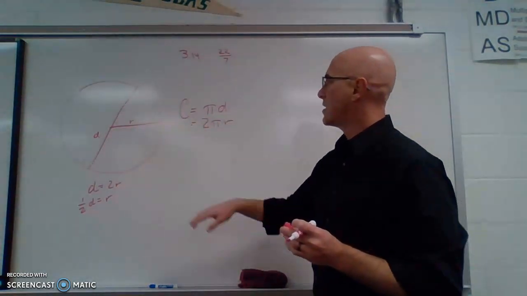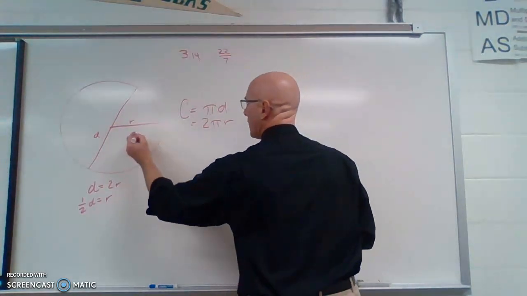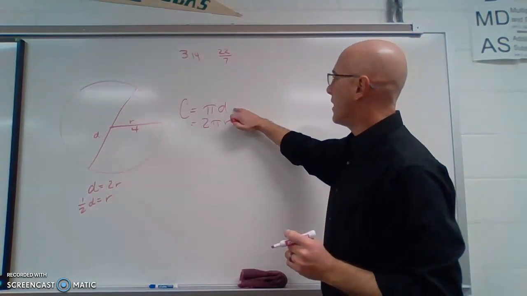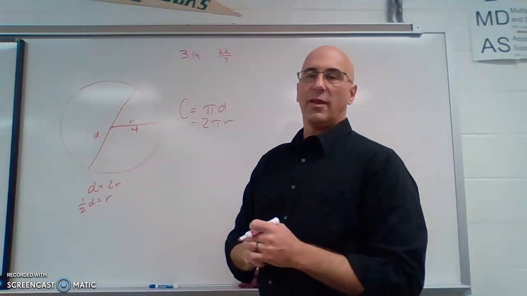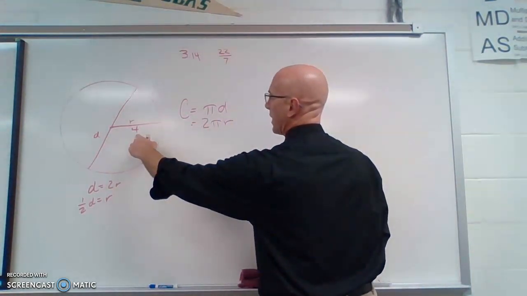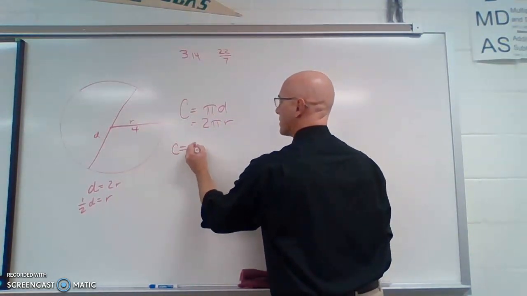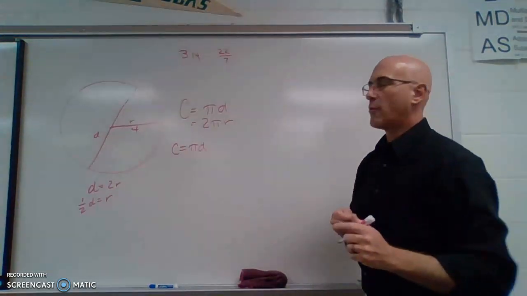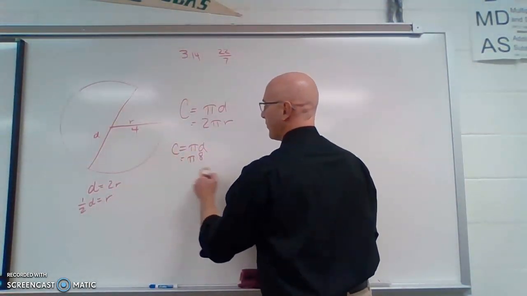Okay, so to give us some examples, say that we had a radius of 4, and I wanted to find the circumference, the distance around this particular circle. So I'm given the radius. I'm just going to use pi d. So circumference equals pi d, and my diameter is 2 times that radius, so it's going to be 8. So it's going to be 8 times pi.